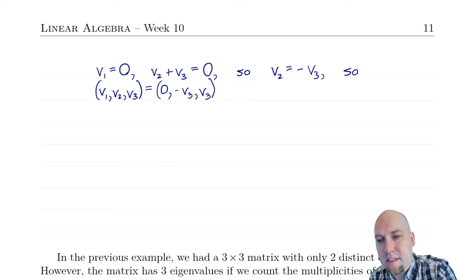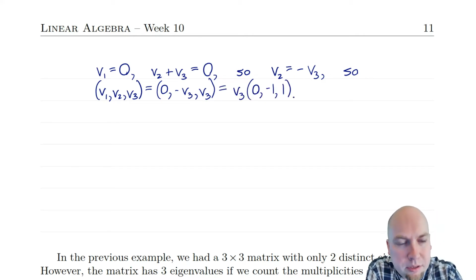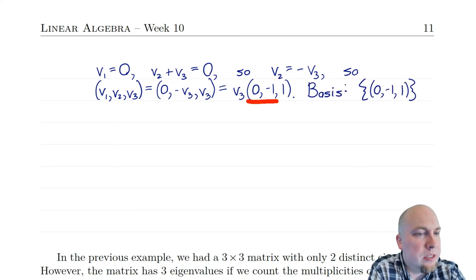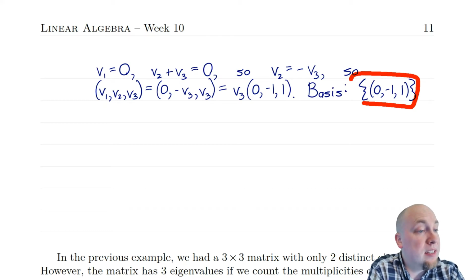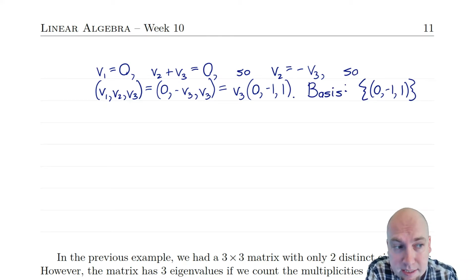Okay, and then as always with these eigenvector calculations, you can pull the free variables out at the end of the day, pull the v3 out in this case, and you're going to get 0, minus 1, and 1 left over. So all of your eigenvectors corresponding to lambda equals 1 are multiples of this vector here, 0, minus 1, 1. So in other words, this vector 0, minus 1, 1 forms a basis of that one-dimensional eigenspace.